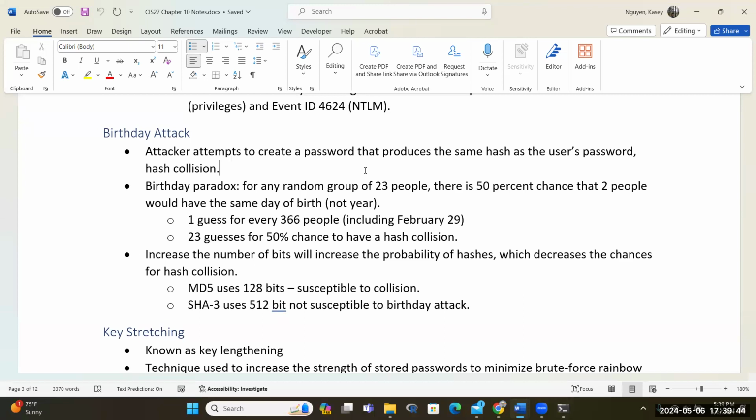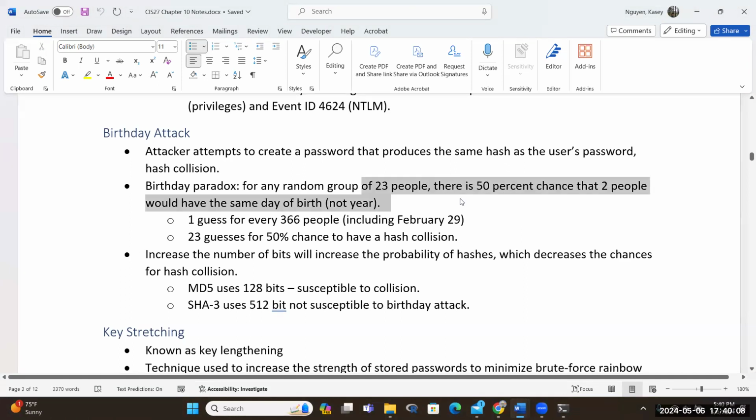So if we have more than 12 people in the room, we can confidently say that at least one person is going to be that. So in the birthday attack, it simply is a way that they would create a password that has the same hash, which is a hash collision, as the user password. And they would implement the birthday paradox where it would be randomly generated. If we're looking at a random group of people, at least 50% of the people would have the same day of birth, not the year. Why is that?